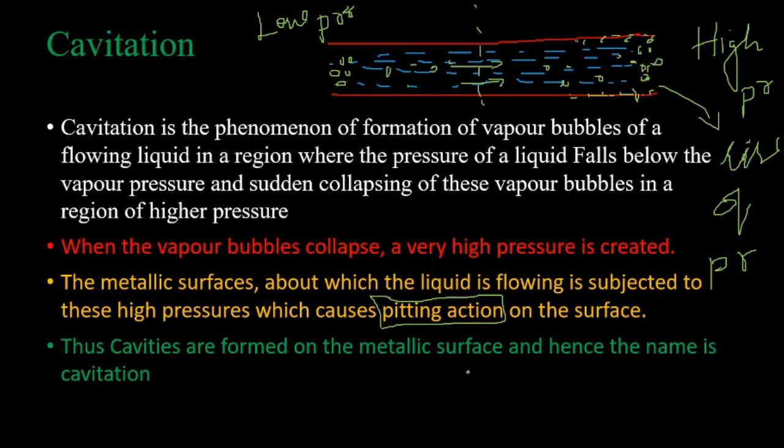Okay, so the bubbles of these vapors are carried by the flowing liquid into the region of high pressure where they collapse, giving rise to high impact pressure. The pressure developed by the collapsing bubbles is so high that the material from the adjoining boundaries gets eroded, and cavities are formed. This process is known as cavitation.